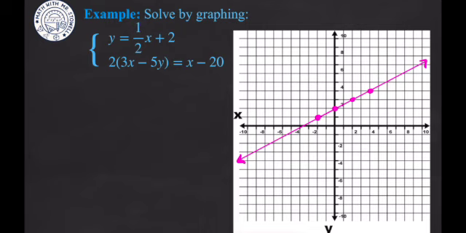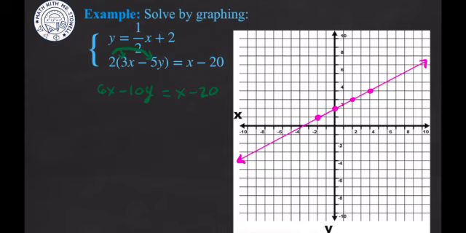The other one, that is an ugly equation. What I'm going to do with this other equation that's in the system is go ahead and solve it for the value of y. So let's go ahead and just distribute. Remember, whenever you're solving equations, we want to simplify both sides. So we distribute, so this would be 6x minus 10y equals x minus 20. Let's solve out for y.